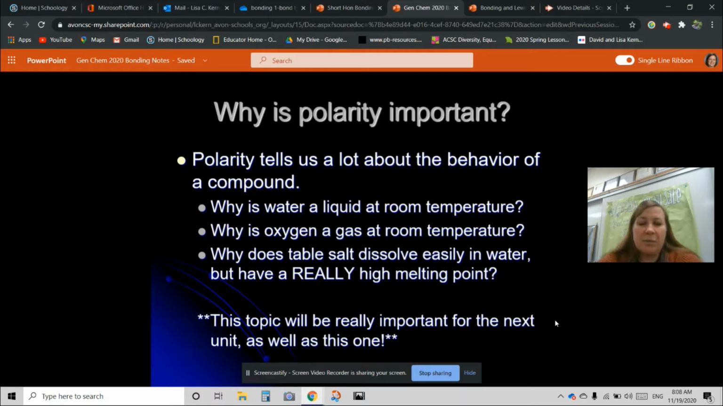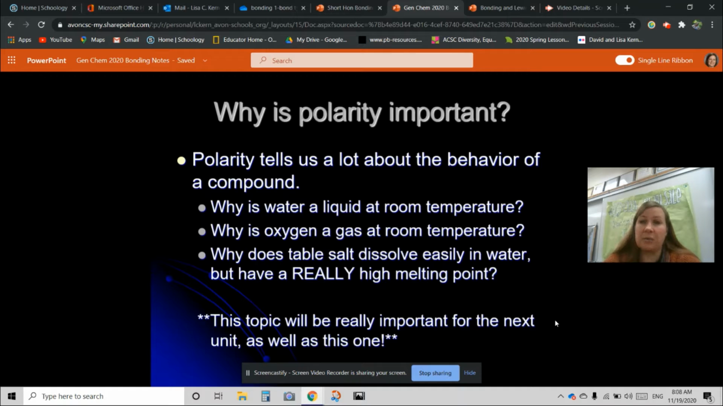So polarity is important because it tells us about the behavior of a compound. Like, why is water a liquid at room temperature? It's really light. One molecule only weighs 18 atomic mass units. It should be able to just float around and be a gas all the time, right? But the polarity of the molecule causes those molecules to stick together. And next semester, we'll talk more about that.